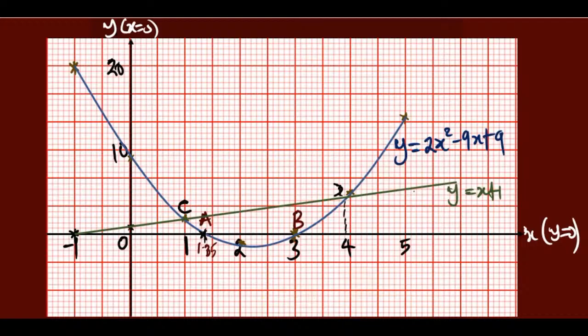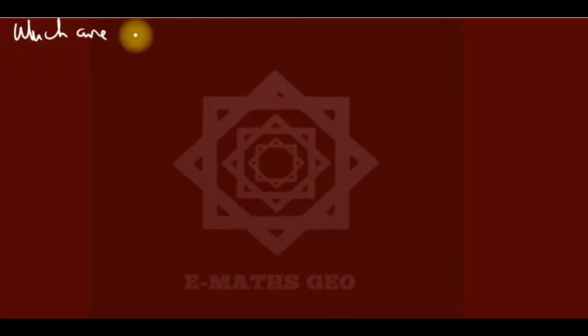So the answer, we shall have x equal to 1 and x equal to 3.9. So that's the solution. So it's a tricky but easy question. Thank you.